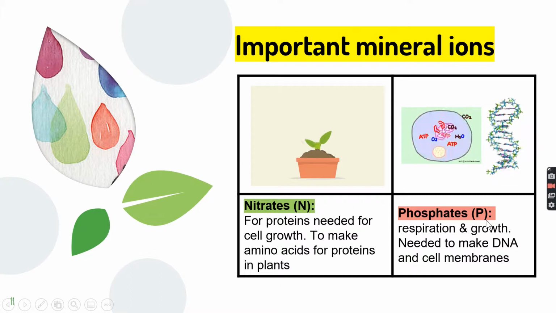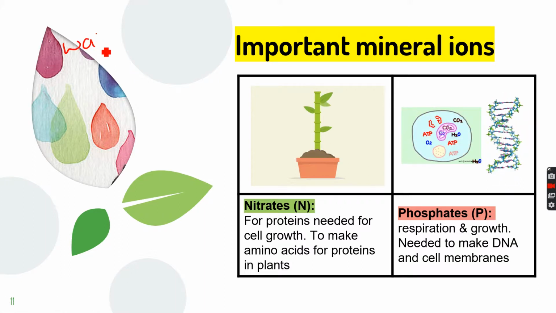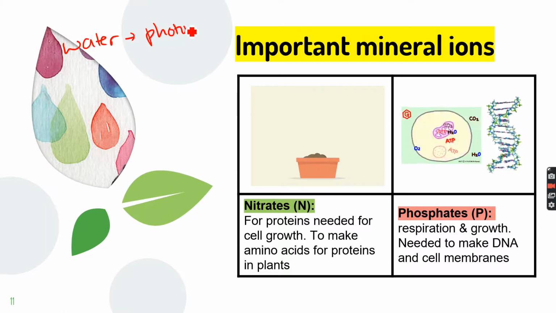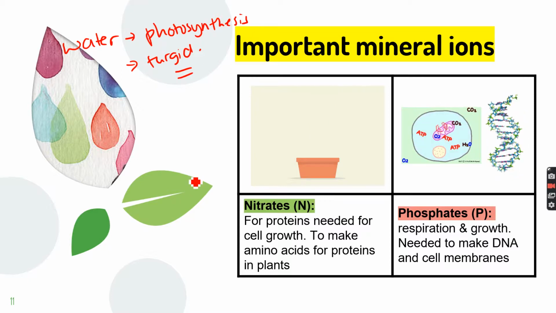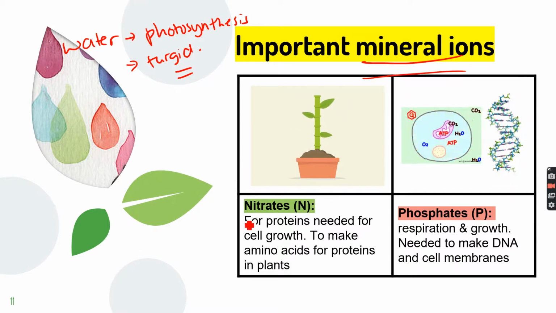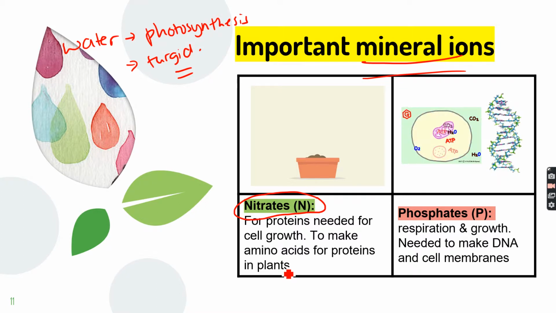Okay, now let's talk about why they want to do that. Why do they want to absorb minerals? We know water is used for photosynthesis. Water also keeps the cells turgid, which means they have enough water giving them that shape, turgidity. But what of mineral ions? Why are they important? Firstly, nitrates. This is an ion that the root hair cell absorbs. It is used to make proteins needed for cell growth in plants.